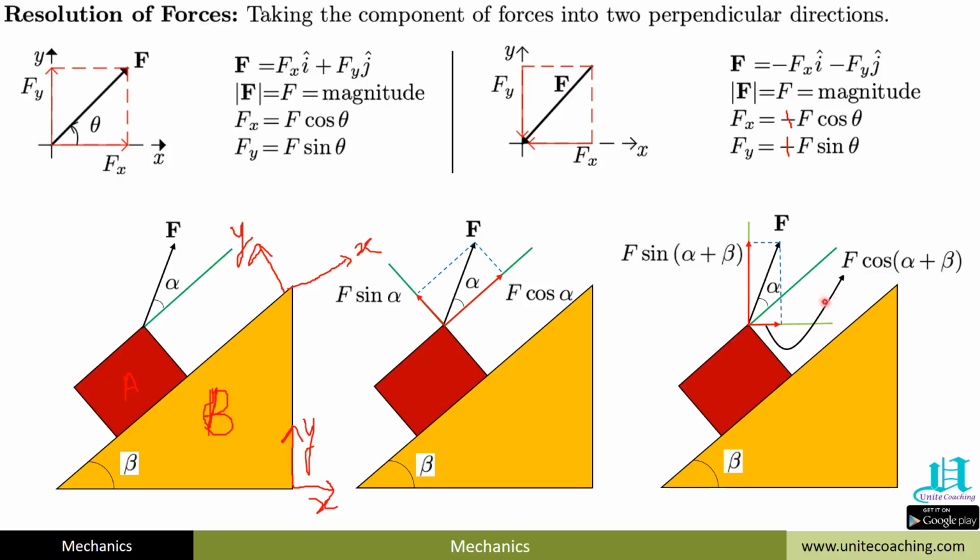So the x component in this case will be F cos(alpha plus beta), that is the total angle, and the y component will be F sin(alpha plus beta). We are taking the components along this side and this side. This is how we resolve the component of the force along any given surface or perpendicular to any given surface, that is, the perpendicular and parallel components of the given force.